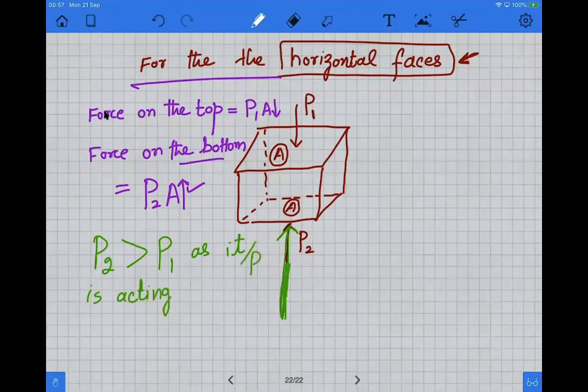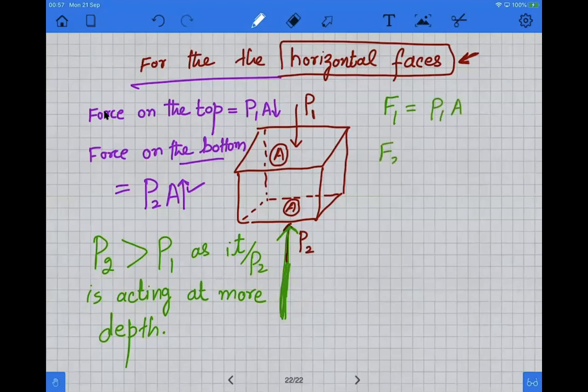Here is P2, as it is acting at more depth. So the pressure that is acting at more depth will be greater, and the pressure that is acting at less depth will be less. Now you see, if we call F1 the force that is acting at the top, it is P1 into A, then F2 is a force that would be equal to P2 times A.